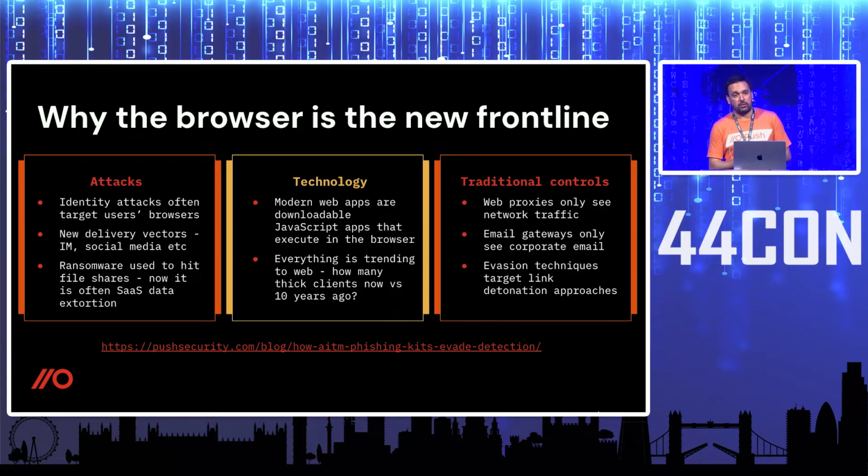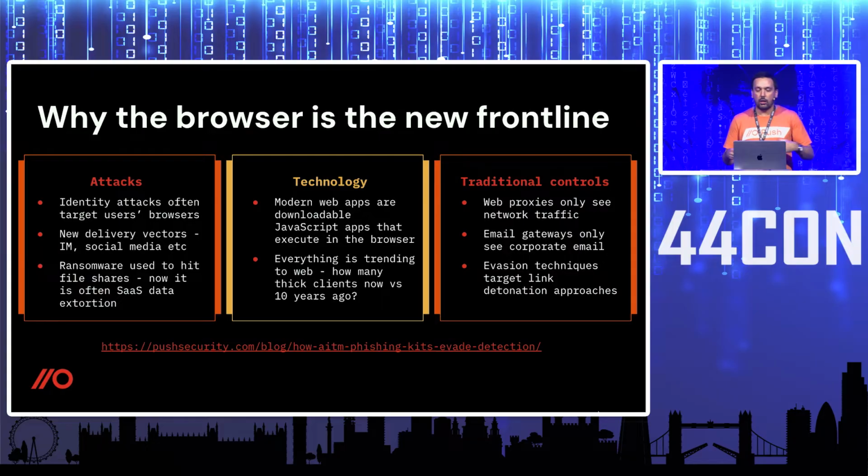From a technology perspective, it used to be that with old applications, most of what happened was in the network stack. So if you had a proxy that was decrypting things, the browsers were fairly dumb. They were kind of passing back HTML with a little bit of JavaScript and rendering that many years ago. Now, modern web apps are effectively almost like downloadable, thick JavaScript applications that happen to execute in a browser and then sometimes talk to APIs. Everything's trending to the web. Like, think if you're a pen tester 15 years ago, how many thick clients were you looking at, versus now? Everything keeps moving into the web space, so the technology keeps pushing people here too.